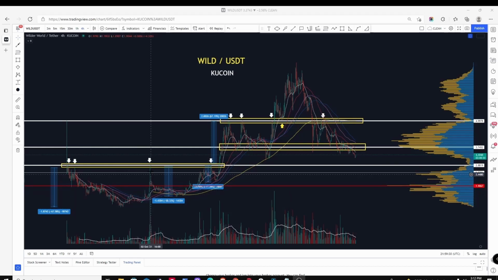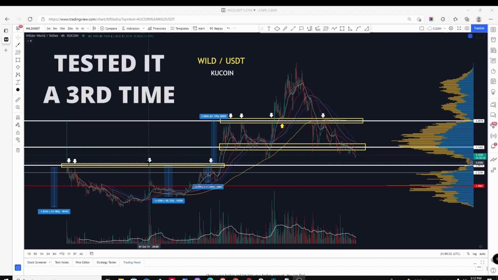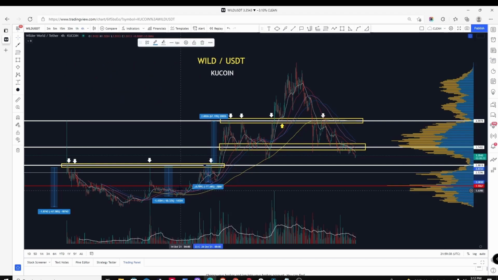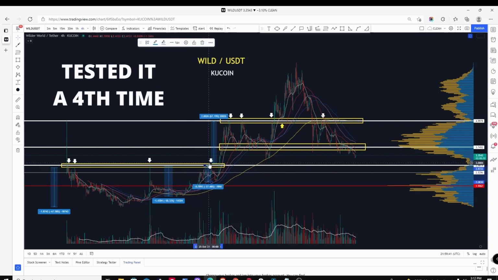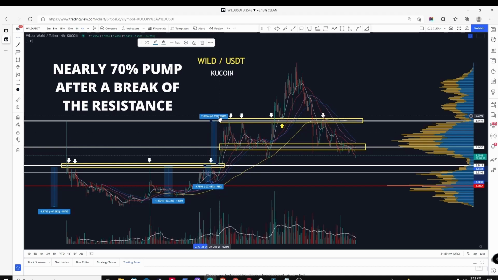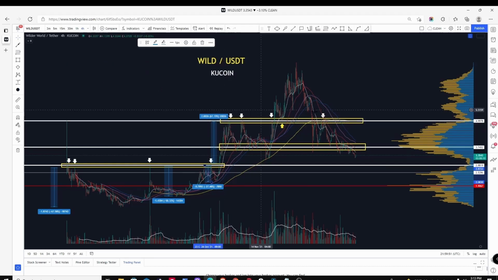It recovered, came all the way back up and tested that area again. Again, strong rejection, 50% this time, all the way down. Here you can't see as well, but okay, it's 27%. Hit that area, rejected it hard. When it finally broke through that strong resistance, it had a nearly 70% pump before it found some new upper resistance. So now we'll focus on that area.